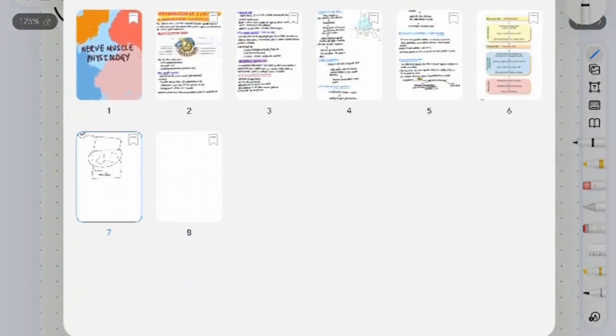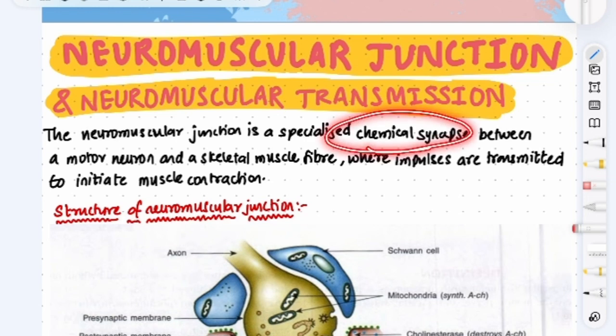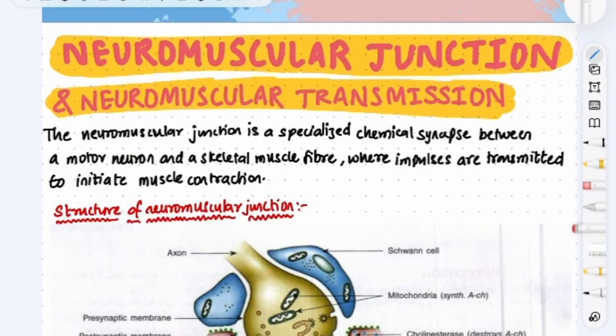So let us talk first: what is the neuromuscular junction? This neuromuscular junction is a specialized chemical synapse between a motor neuron and a skeletal muscle fiber where impulses are transmitted to initiate muscle contraction. So it's a chemical synapse, that is, some chemicals are involved in this, and it is between a motor neuron and a skeletal muscle. From where to where are the impulses transmitted? From the motor neuron to the skeletal muscle, the impulses are transmitted, which results in the contraction of this particular muscle.